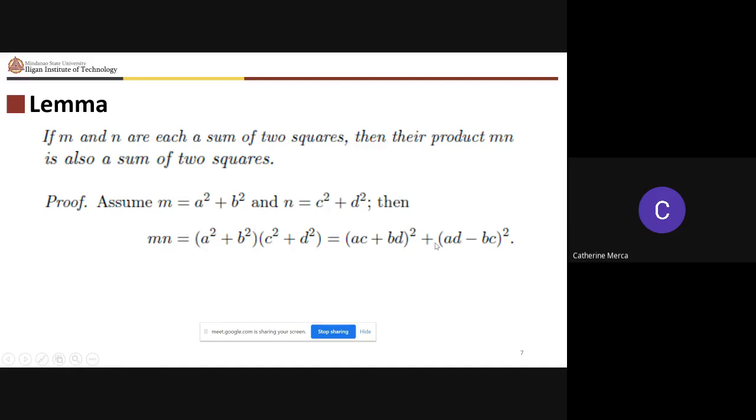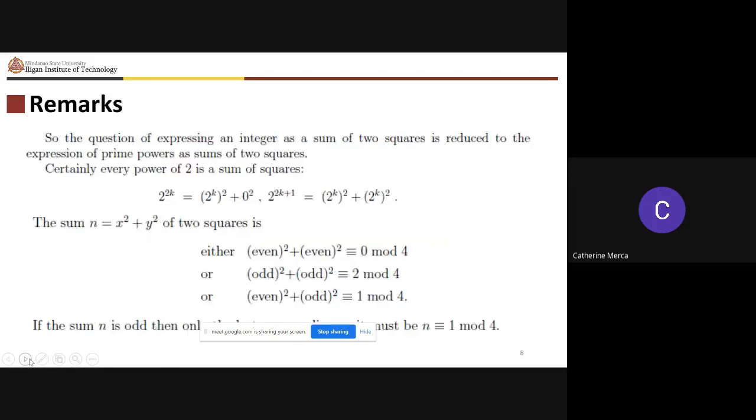So if you have m, a sum of two squares, and n is also a sum of two squares, then when you multiply them, the result is also a sum of two squares. Okay? It's actually a lemma.